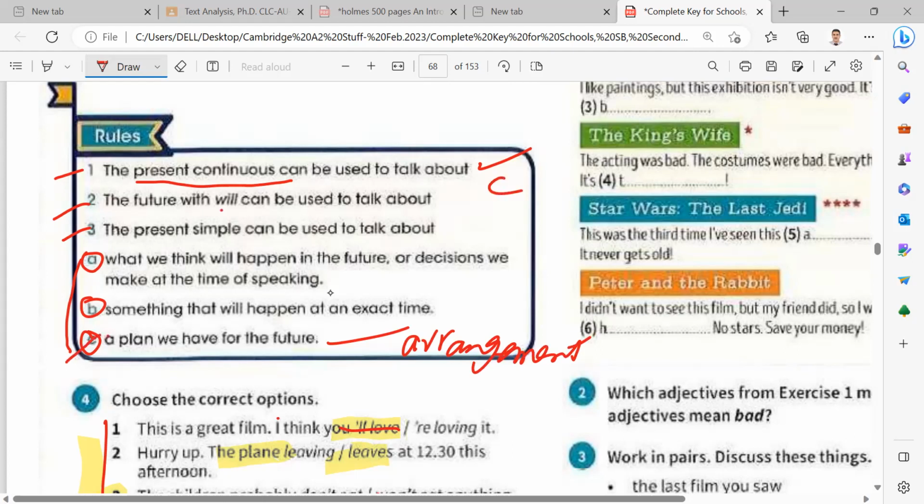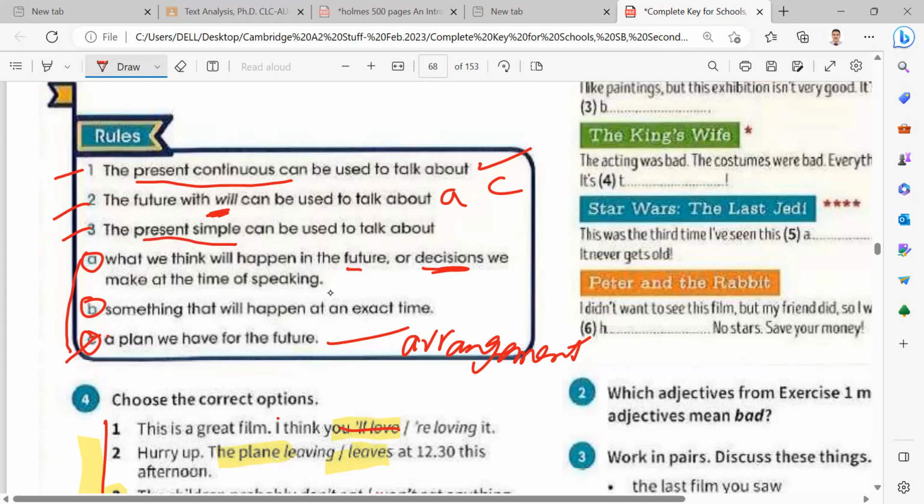طيب the future with will، امتى نستخدم will يا سارة to talk about what? When we use will. A. We think what will happen in the future, or decisions يعني قرار سريع we make at the time of speaking. So this one A. طيب the present simple امتى بناخذ المضارع البسيط to talk about what?